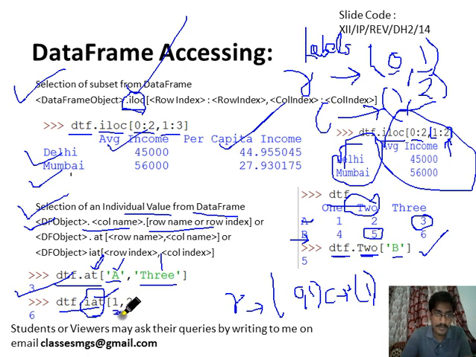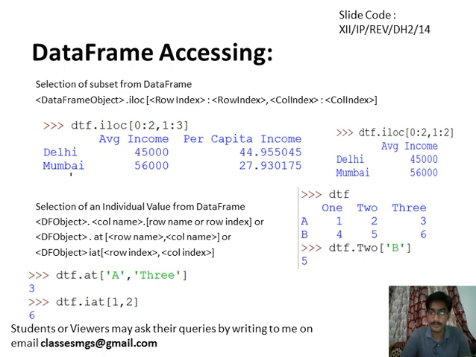So the first number, row, is what? This is row number 0, this is 1. So first row and second column will be what? 0, 1, 2. The second column is this, and the first row is this, so what will be printed? 6 will be printed. This is how you can access an individual object. Let me move ahead.